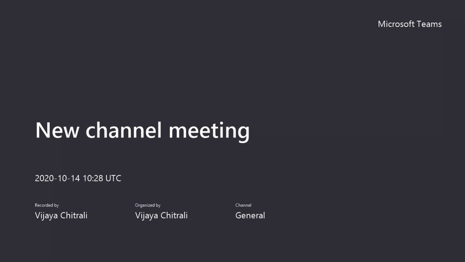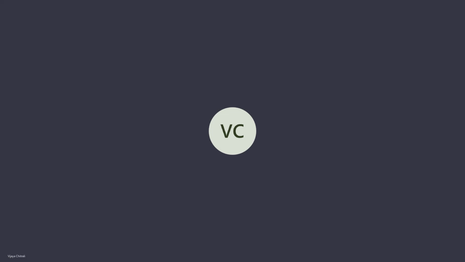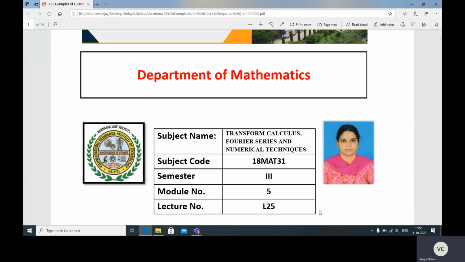So in the previous class, we have discussed Euler's equation and examples of Euler's equation. And today's class will discuss a few more examples on this Euler's equation. So go on to this next example.